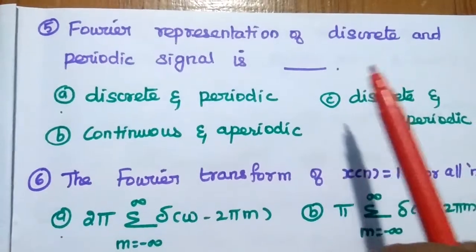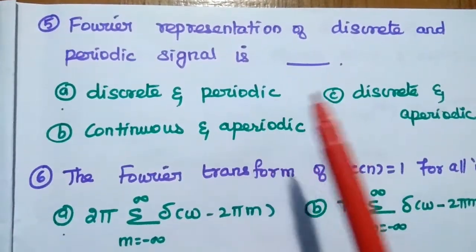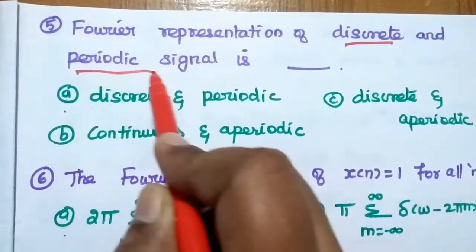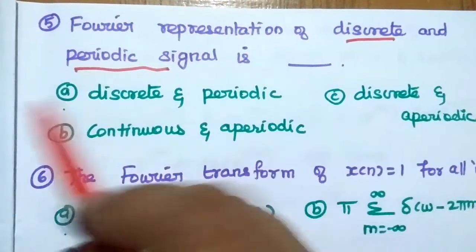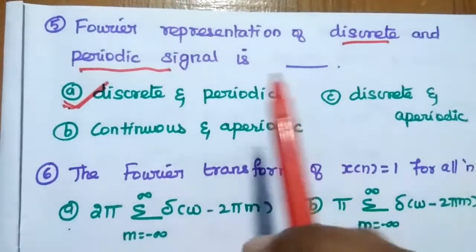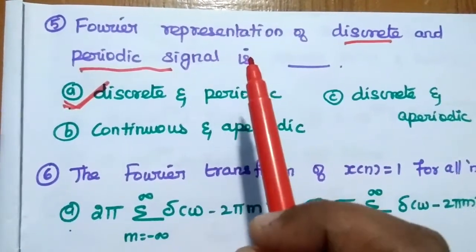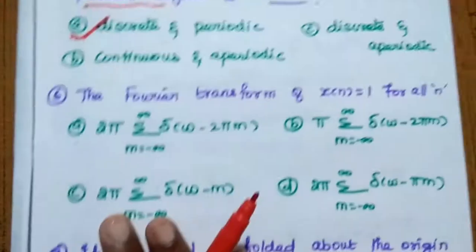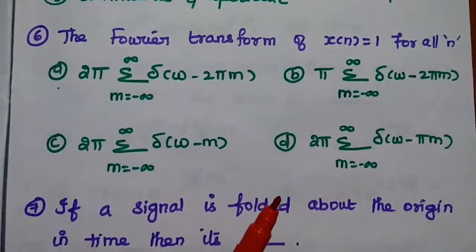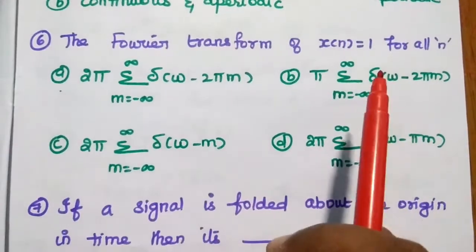Fourier representation of discrete and periodic signal. Here, discrete and periodic signal means that the Fourier representation is also a discrete and periodic one. For aperiodic alone, the Fourier representation is continuous. So, next one is the Fourier transform of x of n is equal to 1 for all n.